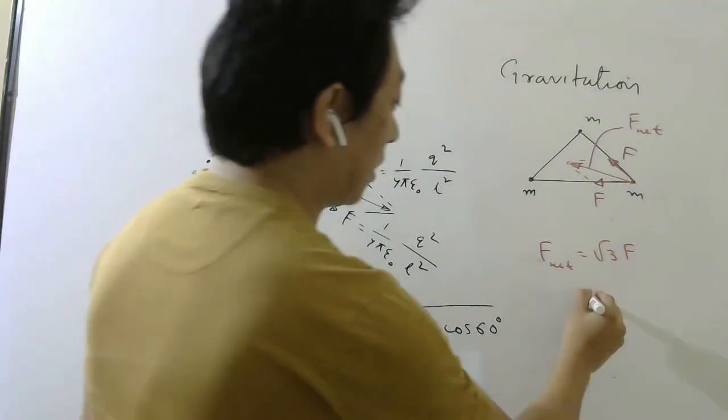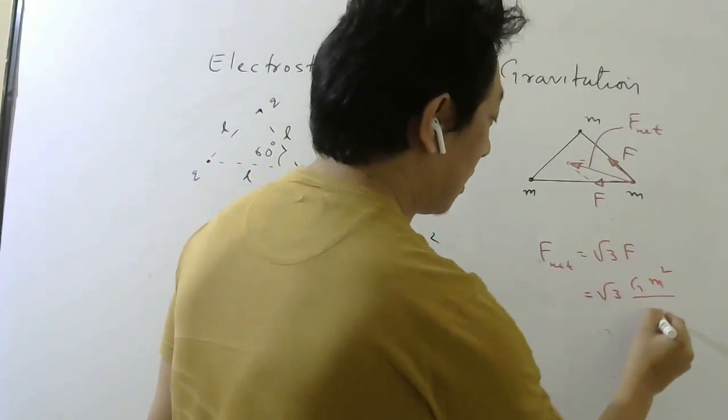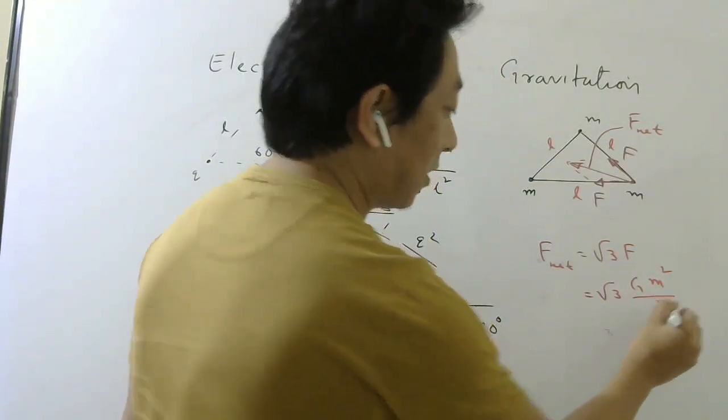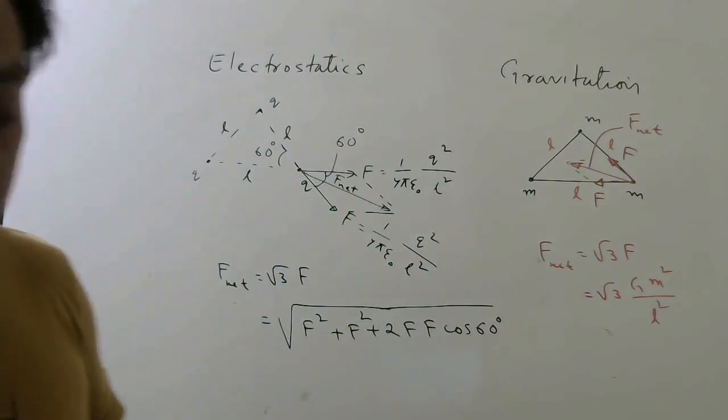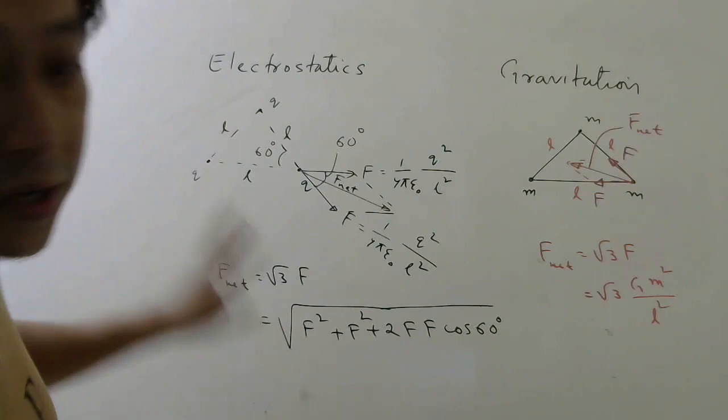And F, what will you write? Root 3 G m1 m2, which will be m square, by r square. Let us say this distance is L here also. So L square. Okay. So that is how we can find the net force. Hope you all understood, right? Okay.